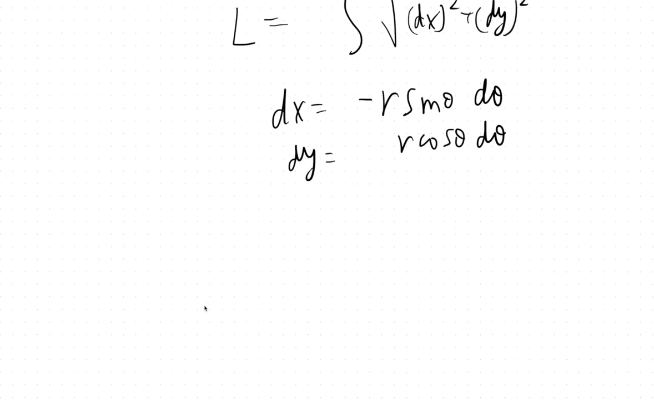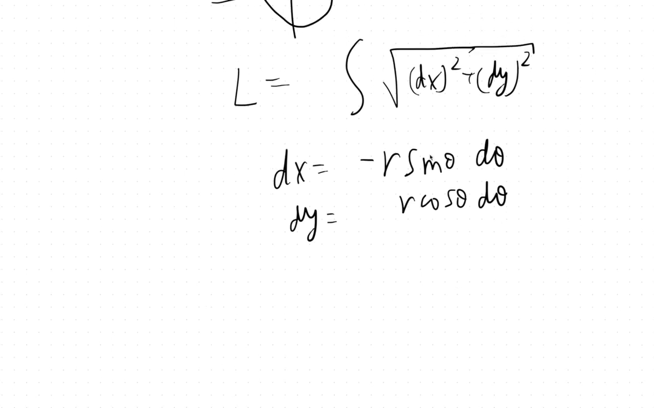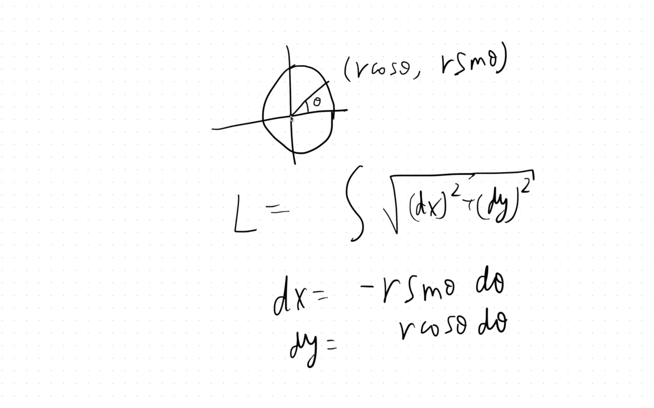Okay, and suppose we want to find the length of this section over here, which subtends an angle alpha. This one will be some theta naught, and this one will be theta naught plus alpha. So this point's coordinates will be r cos theta naught and r sine theta naught, and this point's coordinates will be r cos (theta naught plus alpha) and r sine (theta naught plus alpha).